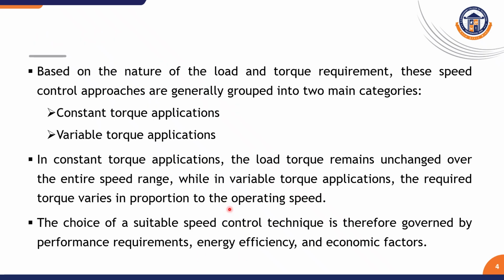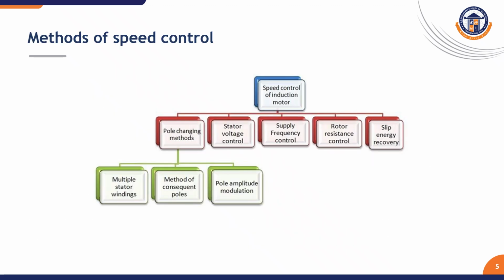All these speed control techniques will be classified under a common title as constant torque applications or variable torque applications. If the load torque remains unchanged over the speed range, it will be classified as a constant torque application. If the load torque is varied, the speed control will be termed as the variable torque application. So the choice of speed control also depends upon the performance requirements, energy efficiency, and economic factors of those particular application.